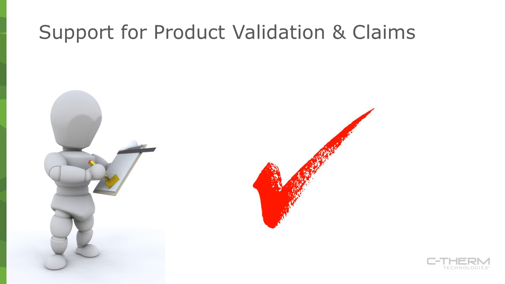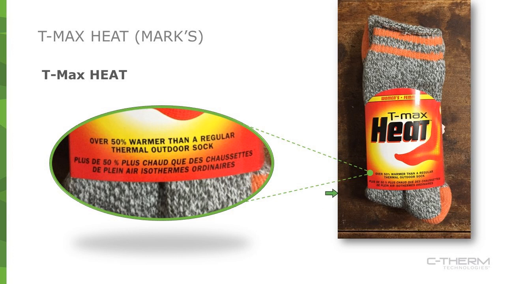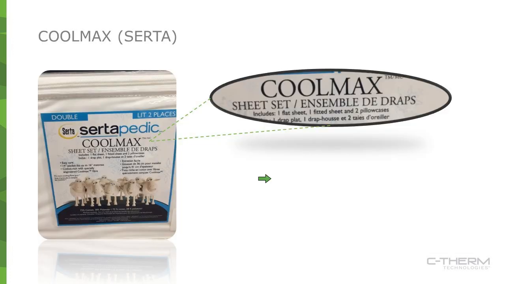I'll give you some illustrations of, and I'm not saying that these claims are exclusively supported by such data, but these are the types of claims that this type of data would support. So here's an example of some socks saying 50% warmer than a regular thermal outdoor sock. This is a different example focusing more on the cool or chill aspect to fabric, this one from Sobel Pedic. These are the types of claims that would be supported with this type of data.